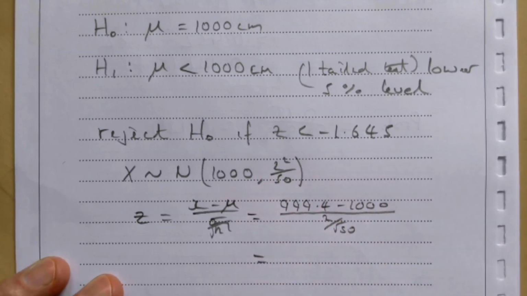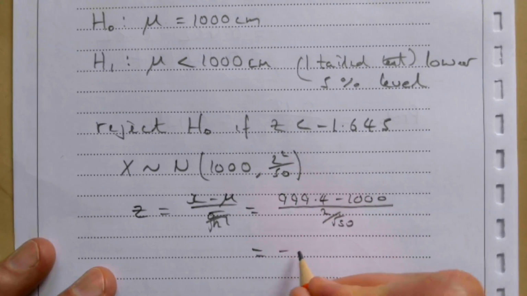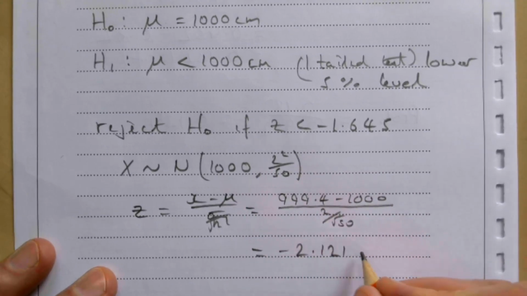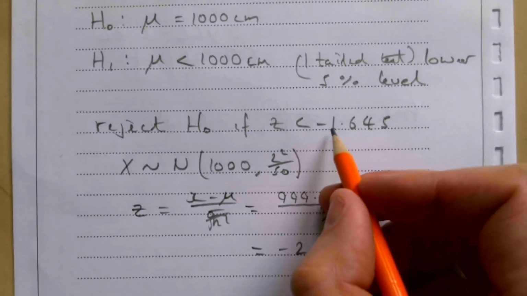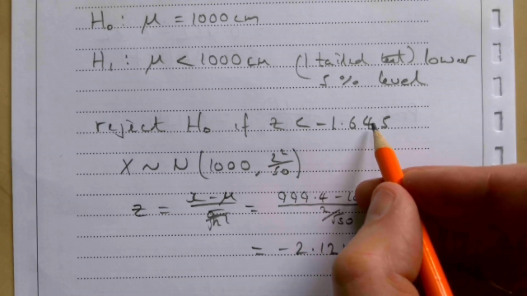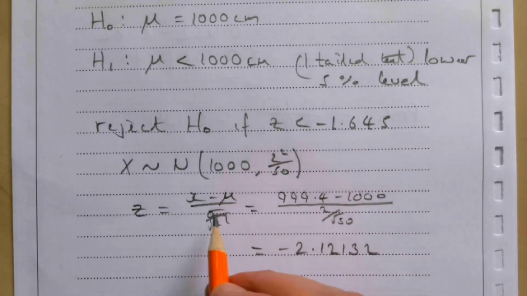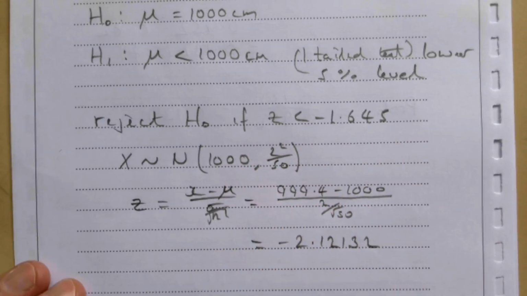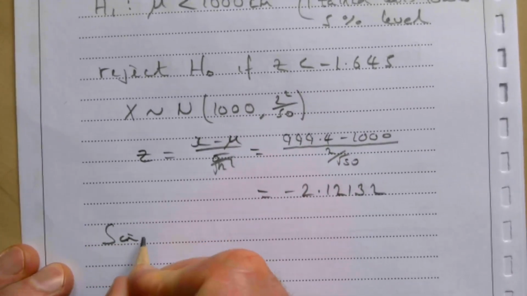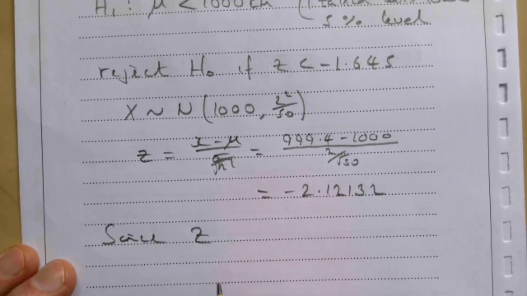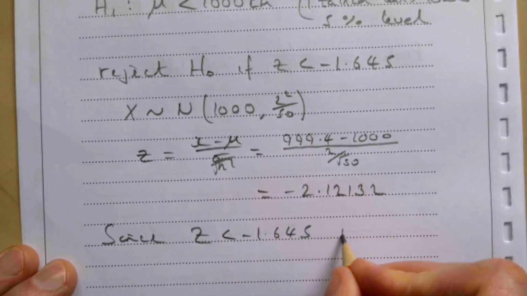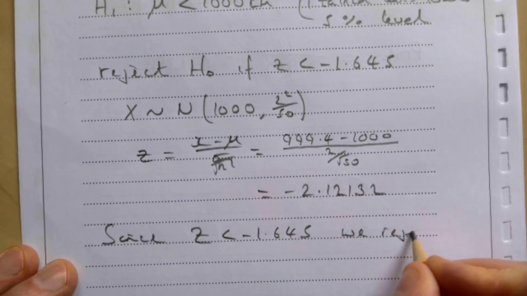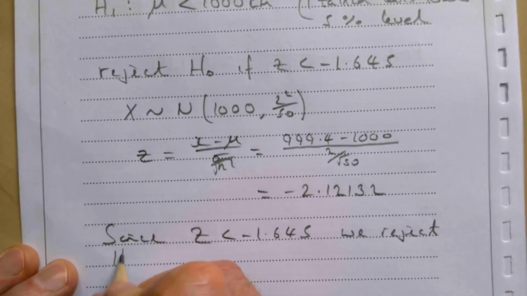So if you put that into your calculator, then you get minus 2.12132. So that's obviously well below minus 1.645, so that mean is then well within that wee 5% bracket. So since our value of Z is less than minus 1.645, we are going to reject H0.